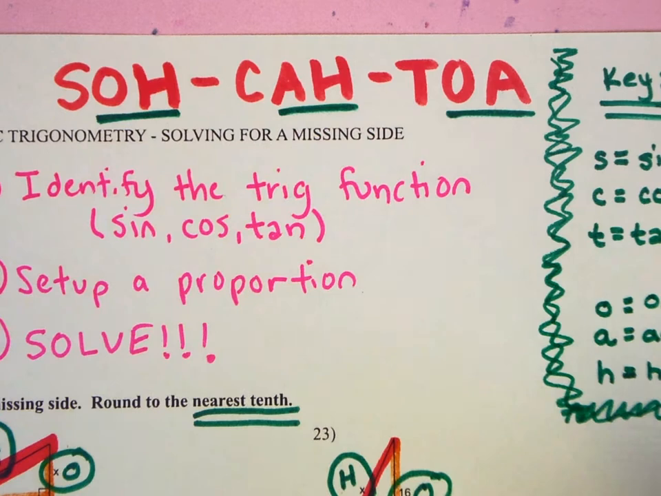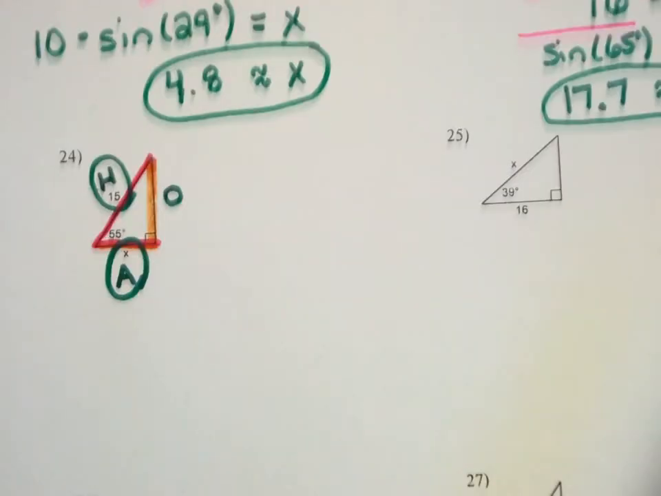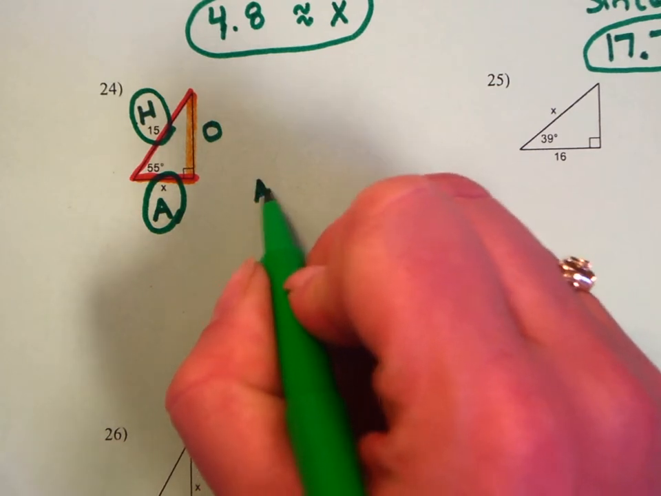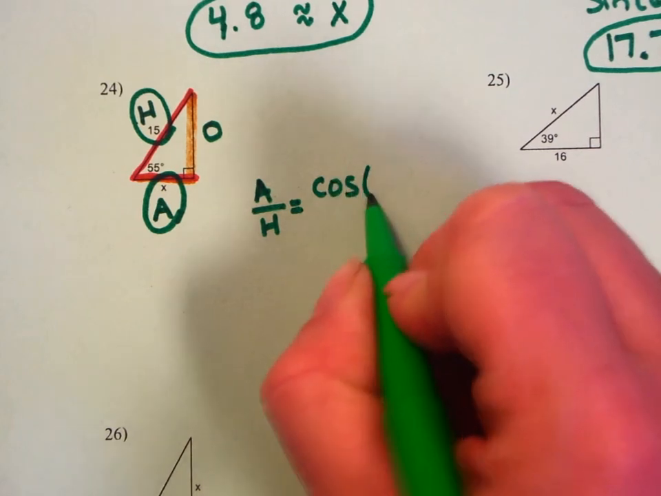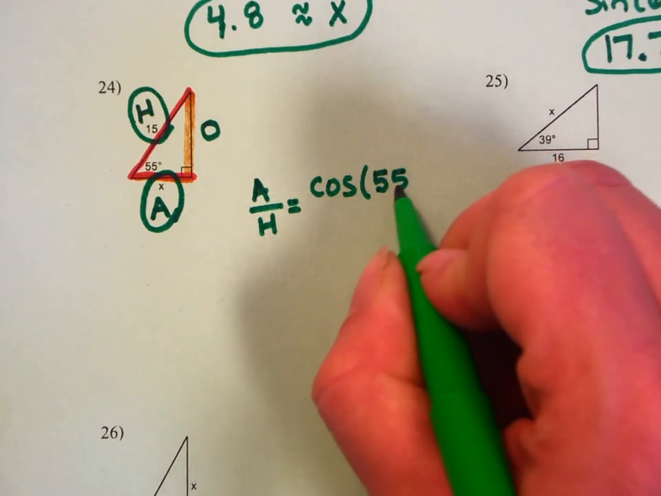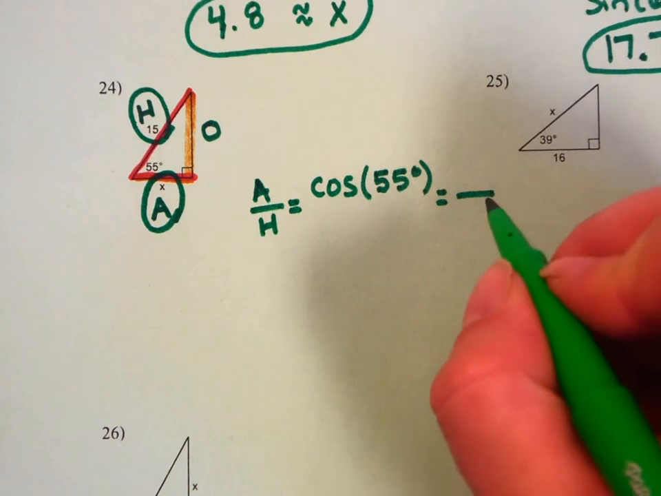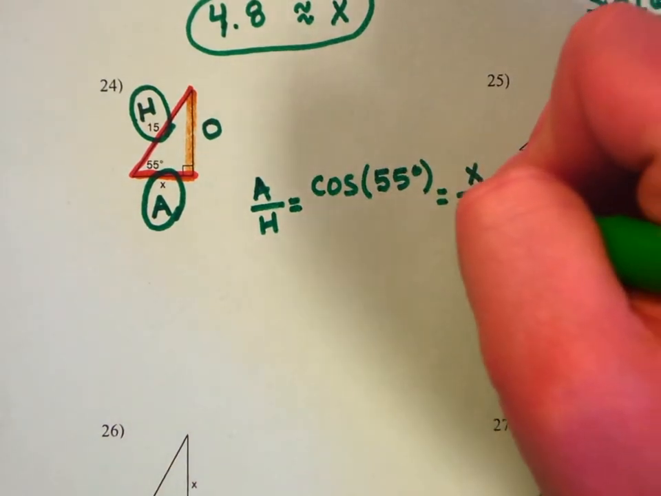So we go back up to our SOHCAHTOA. Which one has adjacent and hypotenuse? Cosine. Cosine is adjacent divided by hypotenuse. So we're going to fill this out with the cosine, which we know is adjacent over hypotenuse. We've got the cosine of how many degrees? 55 degrees is equal to, what is my adjacent? X. What is my hypotenuse? 15.